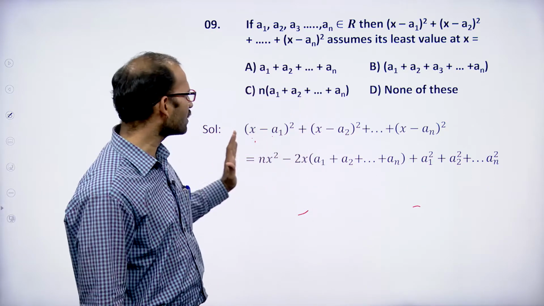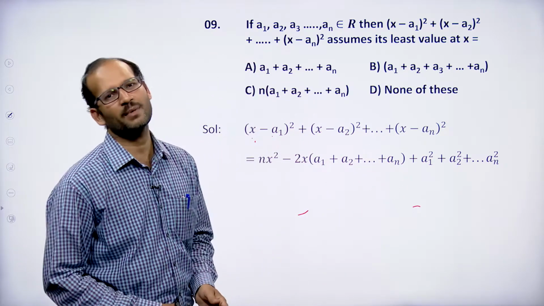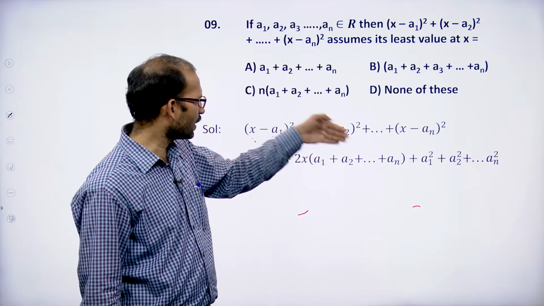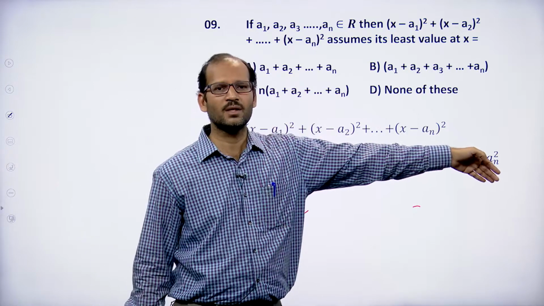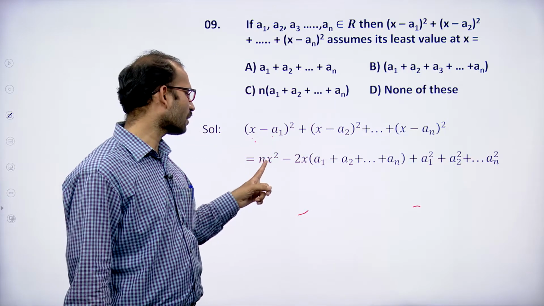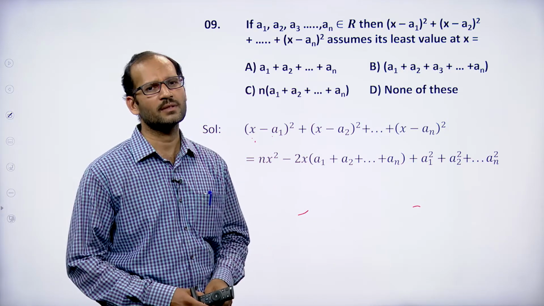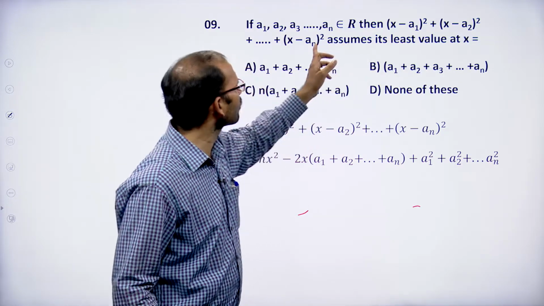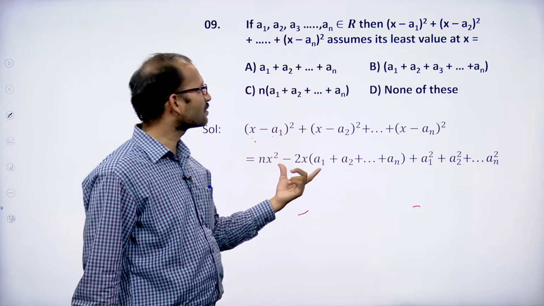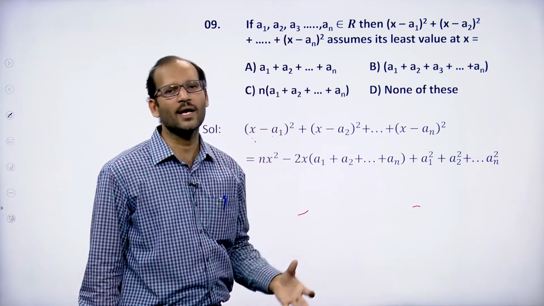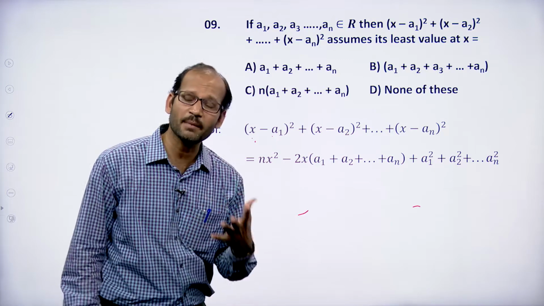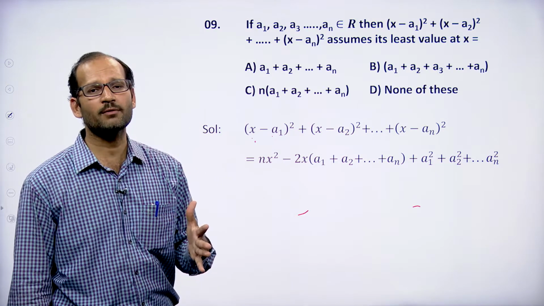So now again it is in the form of ax square plus bx plus c. What is the coefficient of x square? The coefficient of x square is n. N is positive because n is the number of terms, right? 1, 2, 3, so on, n terms. So this will have a minimum value because the coefficient of x square is positive. That minimum value is (4ac minus b square) by 4a.